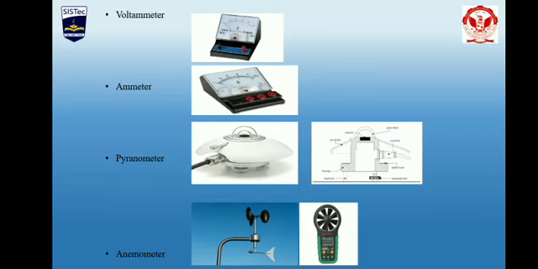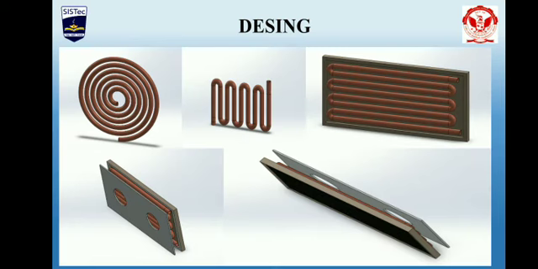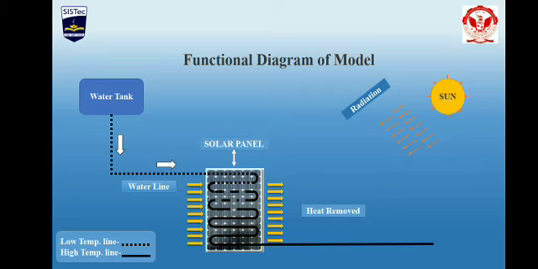In the next slide, there is the designing part. We have taken some design portions of the copper tube, and in the diagram below you can see the functional diagram of the model. On one side is the water tank, and water is flowing from the tank through the tube towards the copper tube, and there you can see the heat removal, heat rejection and radiation of the sun on the copper tube.